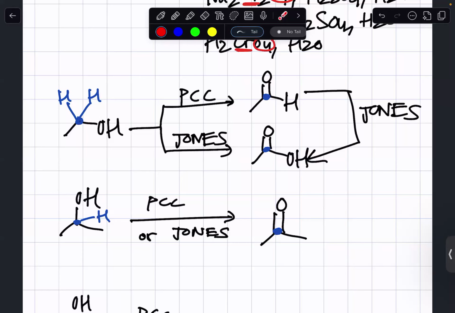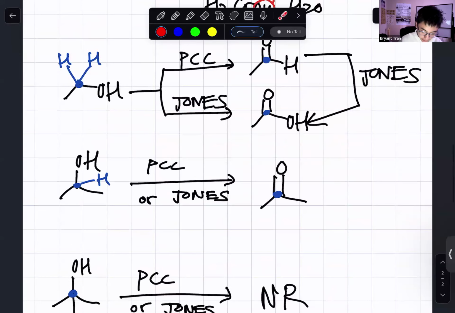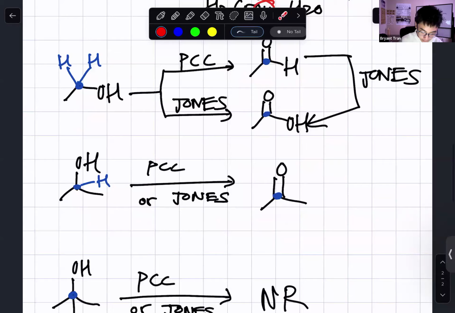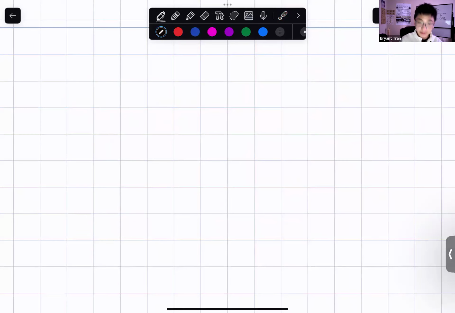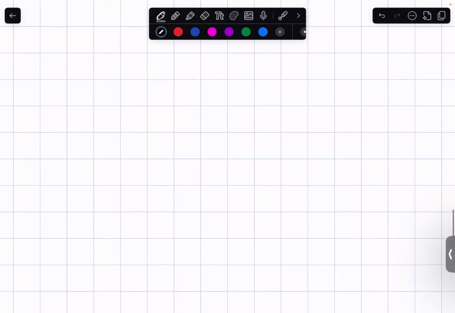Okay, so I'm going to give you 4 or 5 practice problems here, and I want you to predict the product or predict the reactant, depending on whether I give you the product or the reactant.